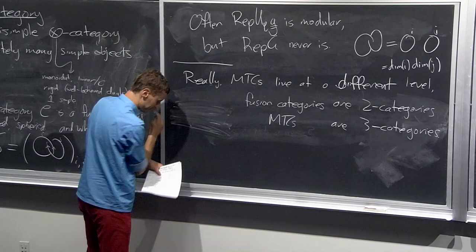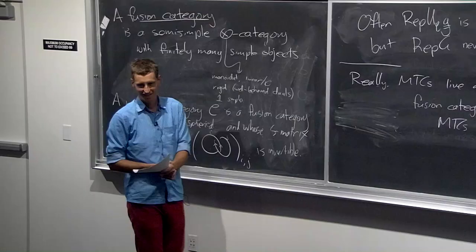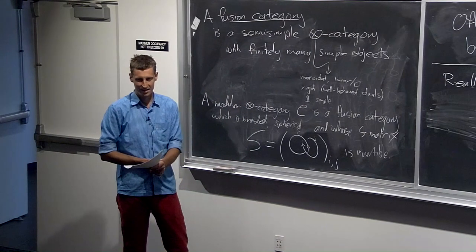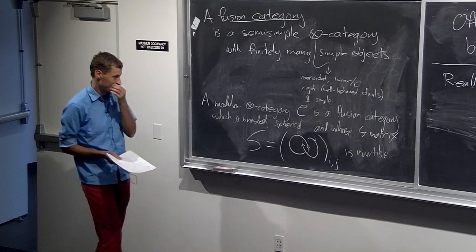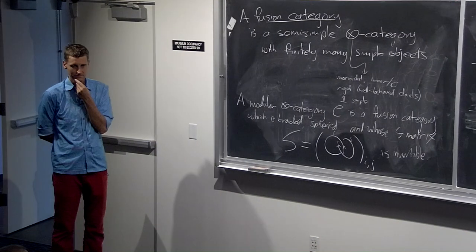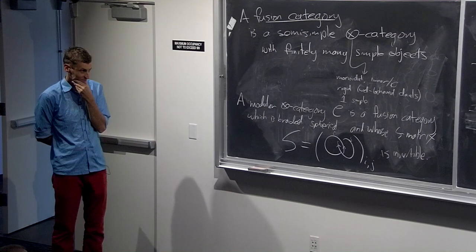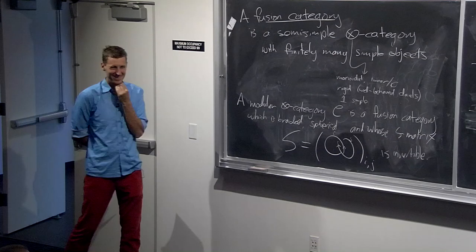Just a really naive question to connect to Jenghan's talk yesterday. The morphisms in either a modular tensor category or a fusion category, what do they correspond to in terms of the anion? They're processes. Processes. There we go. That's the physics word.